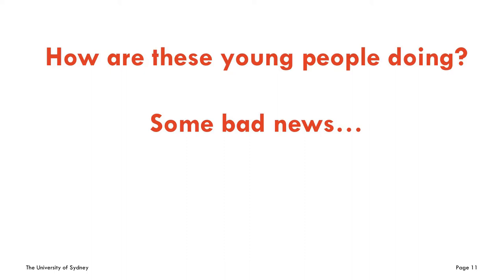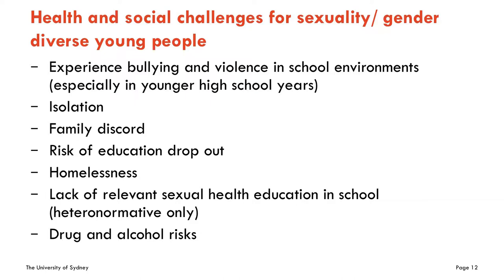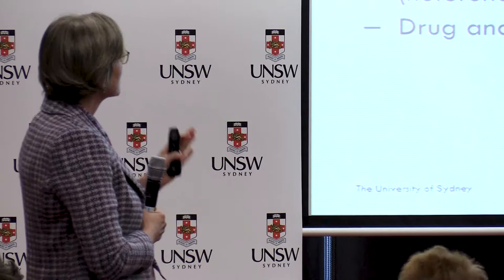As you know, there's always bad news about this. So we know that they experience bullying and violence in school environments, particularly in the early years of high school. It seems to get better as the years go on. They experience isolation. Often they have problems with their family, which can result in them having to leave their home, and some of these end up homeless or in unstable living circumstances.